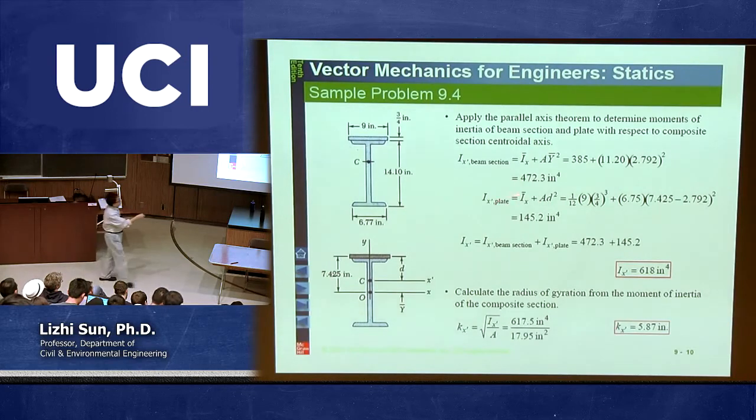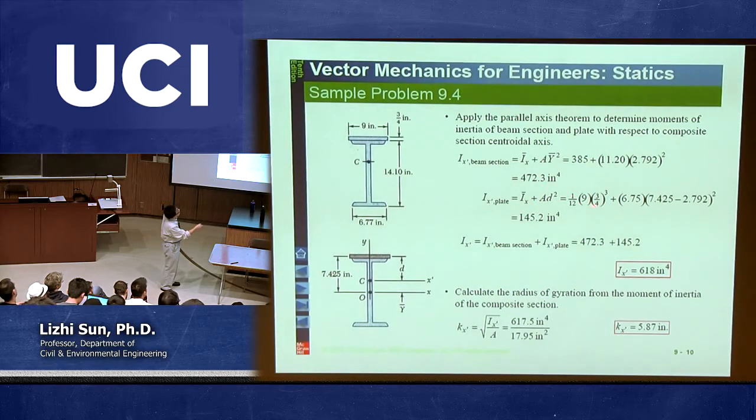Which is equal to, again, the moment of inertia about its local centroid axis. The local centroid axis is passing through the center of this one here. This is 1/12 times 9 times 3/4 inch, because that's the thickness. This is called B, this is called H. So 1/12, 9 times 3/4 cubed.